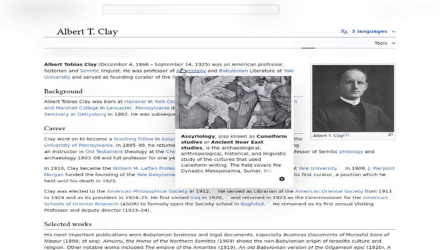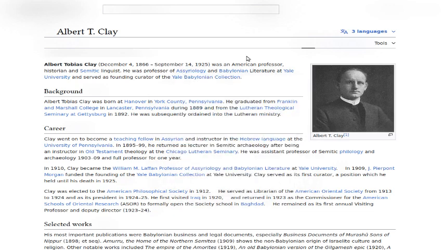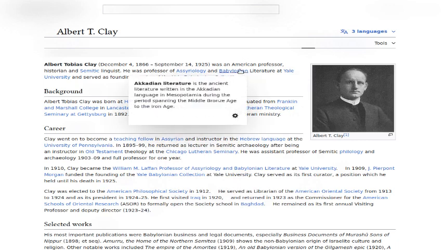And Assyriology is known as Cuneiform studies of ancient Near East studies, the archaeological, anthropological, historical and linguistic study of the cultures that use cuneiform writing. The field covers pre-dynastic Mesopotamia, Syria, etc. And he was also a professor of Babylonian literature at Yale University.